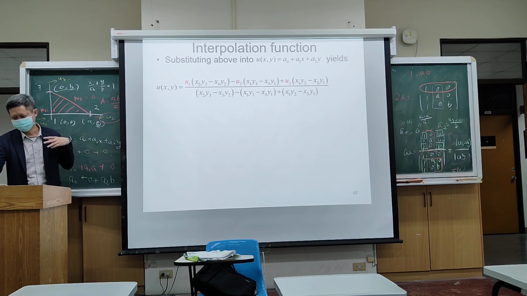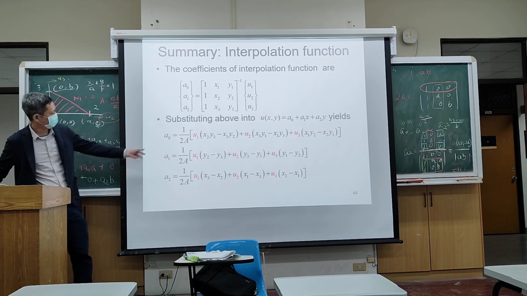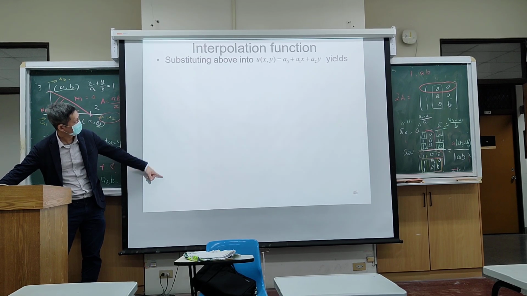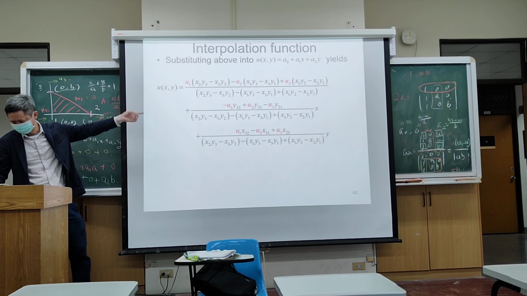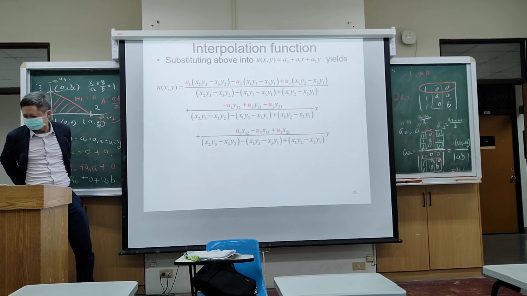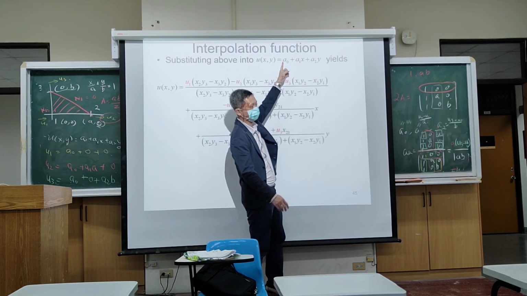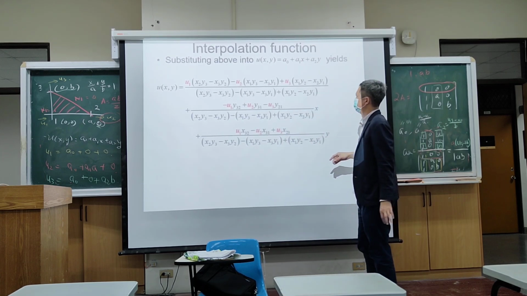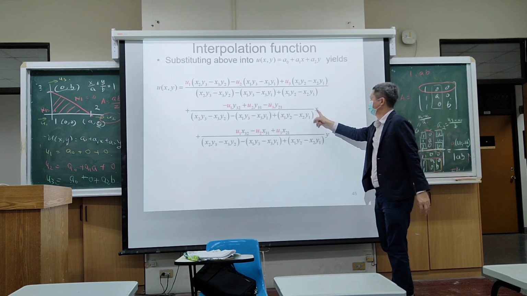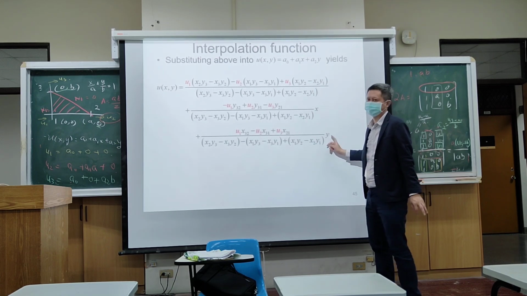And now, if you do the substitution, what do I mean by substitution? I substitute A0, A1 and A2 into my expression there. Then I'm going to have these 3 terms. The first term is a constant, so it's independent of x. The second term is proportional to x. And the third term is proportional to y.